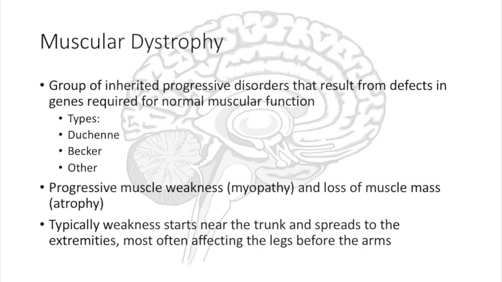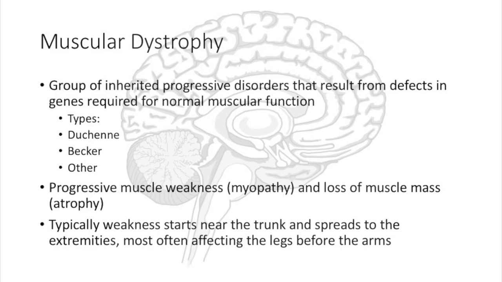Muscular dystrophy has several types, but it's a group of inherited progressive disorders that results from defects in the genes required for normal muscular function. Two of the types that can be on the CCRN test are Duchenne and Becker. It's important to know that these patients have progressive muscle weakness, which is myopathy, and loss of muscle mass, which is atrophy. Typically, in muscular dystrophy, the weakness starts near the trunk and spreads to the extremities, more commonly affecting the legs before the arms.